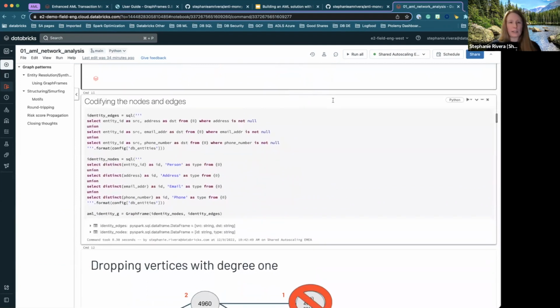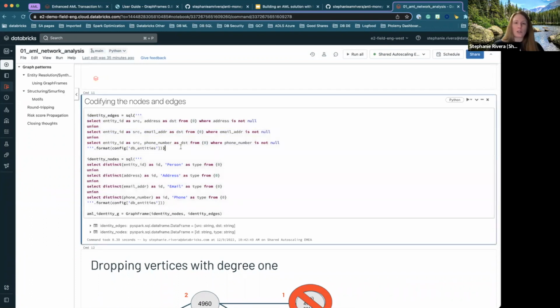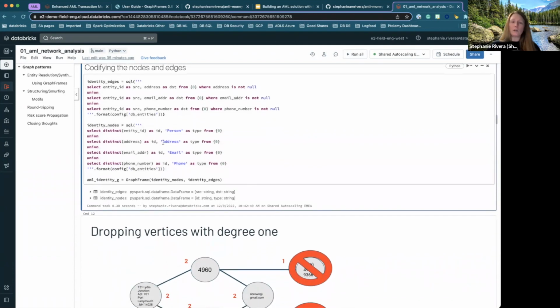So how do we codify this? We codify this by taking all of the information we have and building it into these nodes and edges. I'm not going to spend a whole lot of time talking through this code. This is how you create the edges. You're going to make sure that you have your identity ID, your person as your source, your attribute as your destination. So you're connecting those two together. Identity nodes, of course, are being created for each of the different possible entities: the person, the address, the email, the phone number.